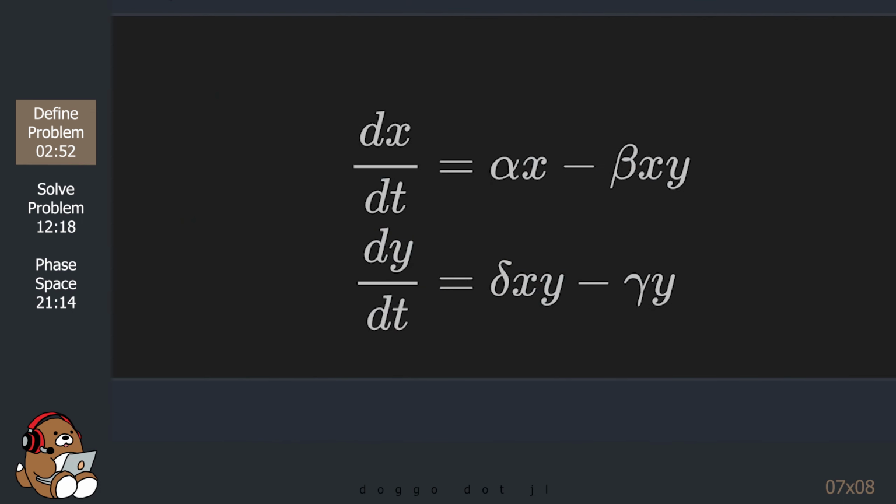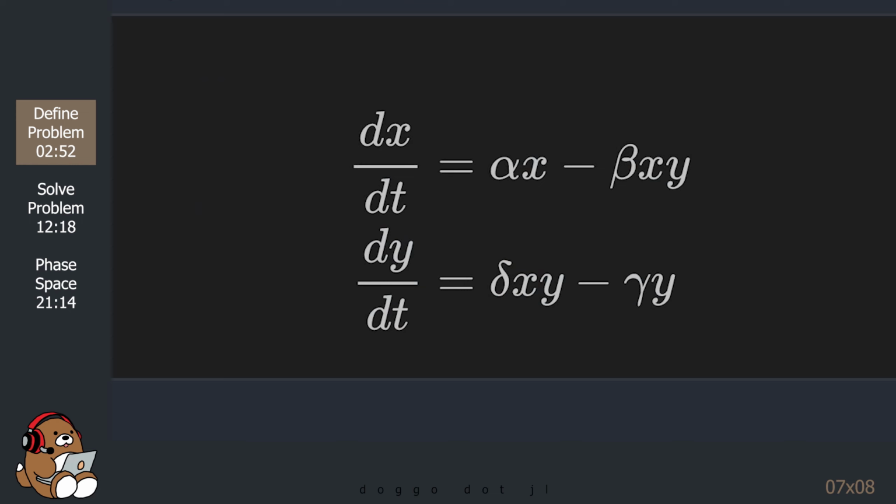So in the first equation, we're taking the derivative of x with respect to time. And in the second equation, we're taking the derivative of y with respect to time. But notice that there's an x and a y in both equations, so they're related in some way.